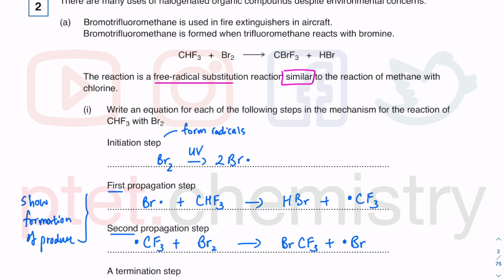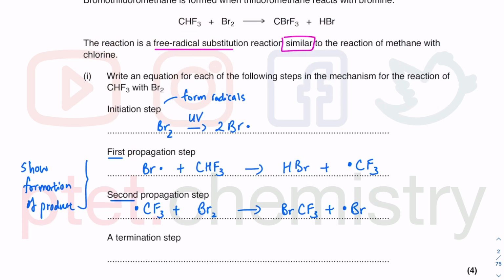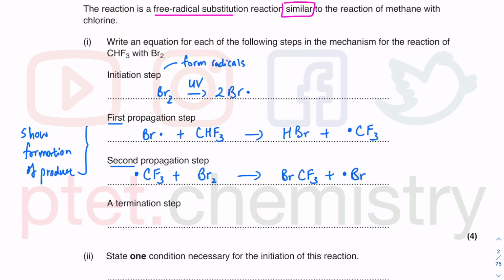It doesn't matter whether you put the radical on the left or on the right, it's the same thing. And what happens with propagation is you have one radical on the left, you have one radical on the right. Same thing with propagation, one radical on the left, another radical on the right. Termination is basically when the radicals recombine. So radicals recombine in your termination step.